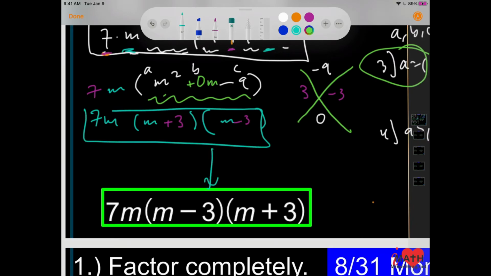It's probably the common mistake that the student just found the GCF and stopped. You have to consider here, is that a trinomial?